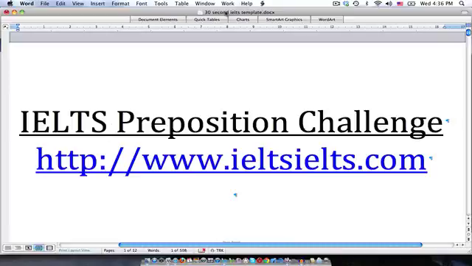Today you will see two responses. You'll see a Task 1 and a Task 2, and both of these are suggested answers for an exam seen in Saudi Arabia on December 1st, 2012.